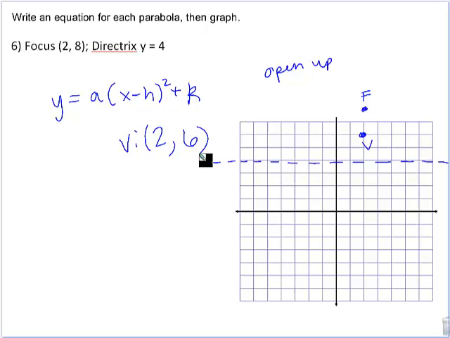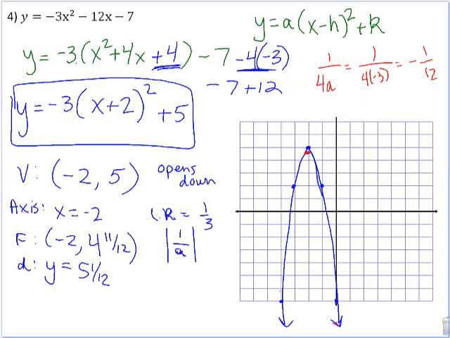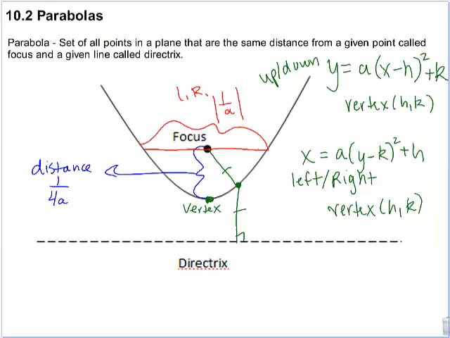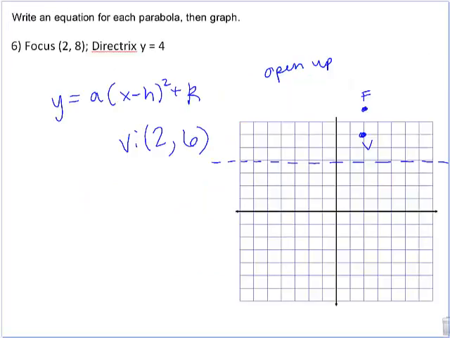Okay. So the other thing we need to know is the A value. There's a way to find it. What did we say the distance was between the focus and the vertex? 1 over 4a. Okay, so let's look at what we have. This distance should be 1 over 4a. Well, do we know what that distance is? It's 2. So let's make an equation. 2 equals 1 over 4a.